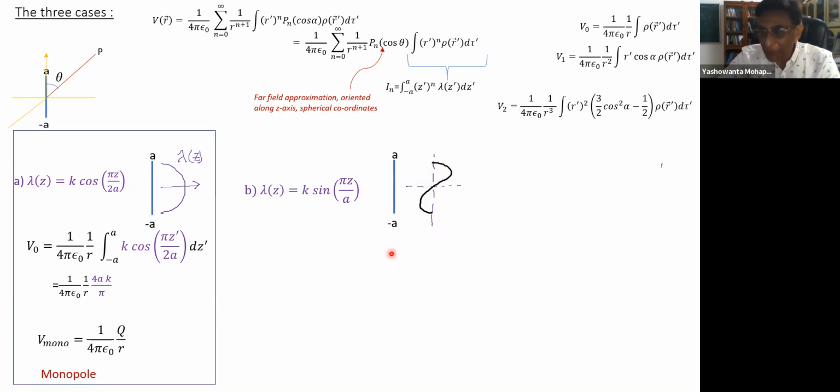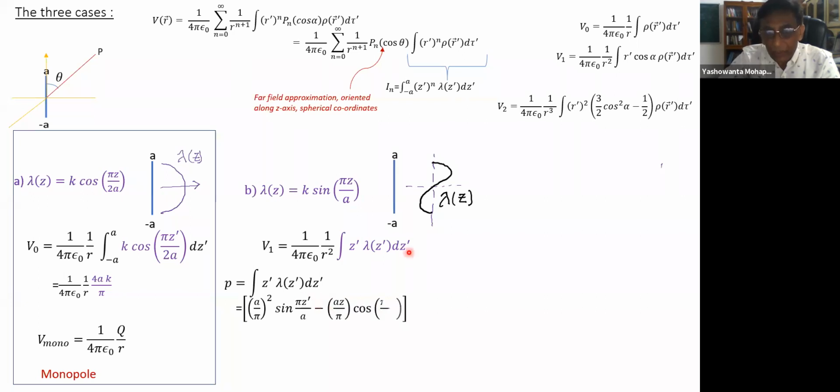So of course, the total monopole term would be zero, because if you sum it up it will be zero. So you would expect a dipole term, because it's distributed in space. This is my lambda z. So I can write my V1 as 1 by 4 pi epsilon naught, 1 by r squared, for n equal to 1, integral of z prime lambda z prime dz prime. Then I'll write down my p, in terms of the moments.